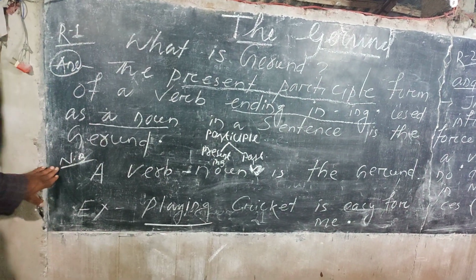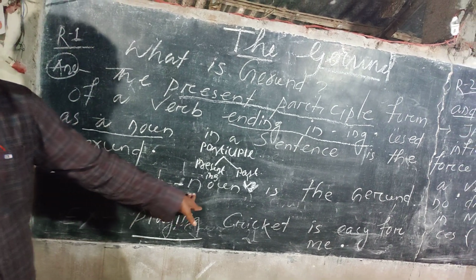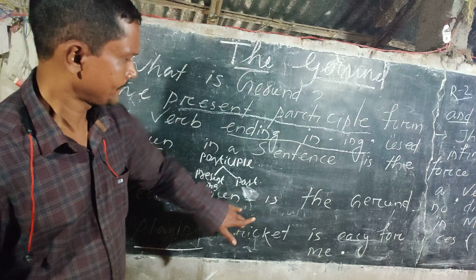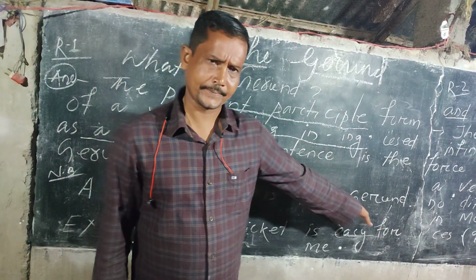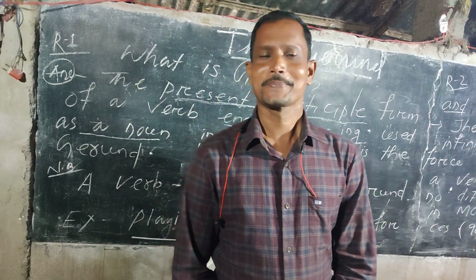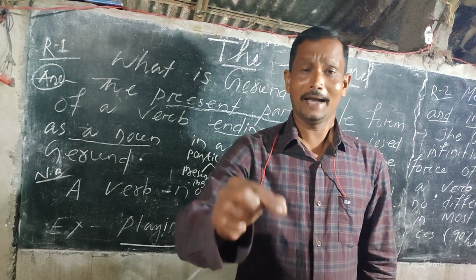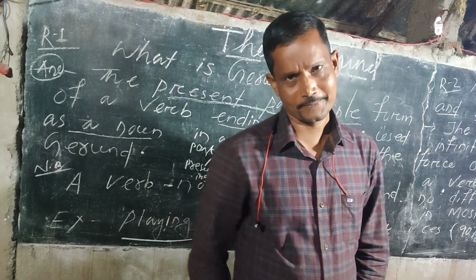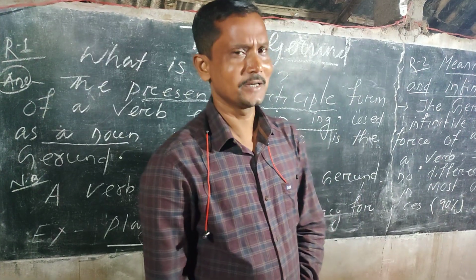And notably, I have written a verb noun. A verb noun is the gerund. And if anyone asks you what a gerund is, you can simply reply: a verb noun ending in ing is known as a gerund. Perhaps the fact is clear to you.